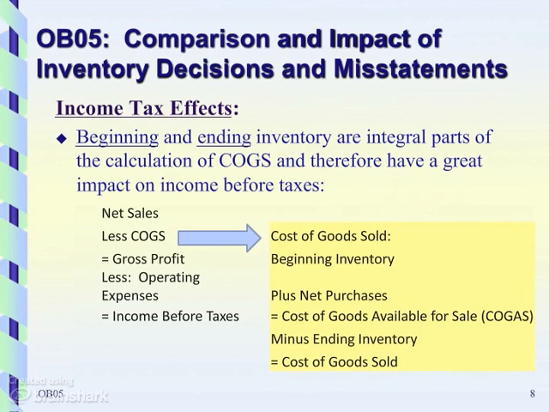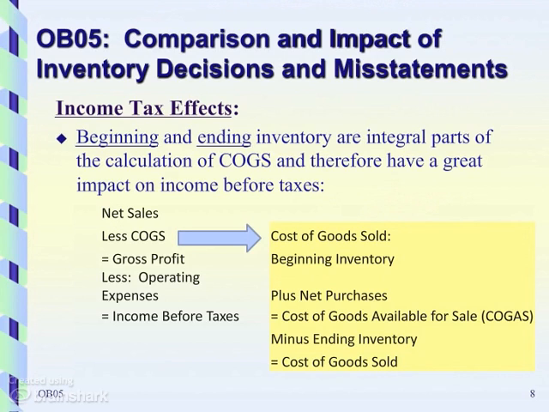As we can see here in this reflection of the income statement, net sales minus your cost of goods sold is going to give you your gross profit. You take the operating expenses away from your gross profit, and that will give you your income before taxes. Your taxes will be based on that income before taxes.